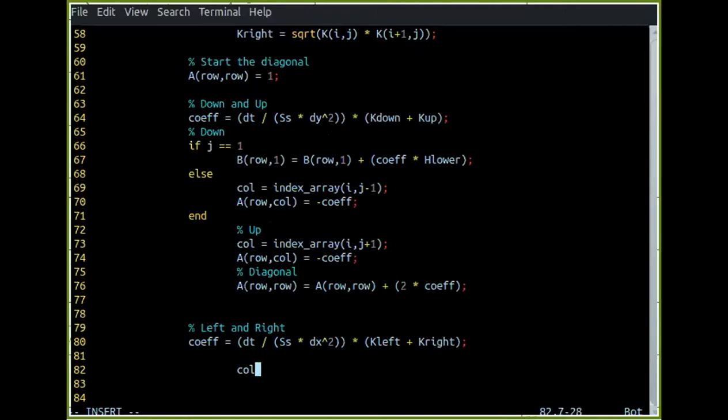Now we'd still need to find our column. Let's do this as down first. Okay, so in the downward direction or column, we're going to look in our index array. You're going to look for i minus 1, j. I'm sorry, I called this down. That's supposed to be left. That's real confusing. Sorry about that. Okay, so our column for left is i minus 1, j. So that's looking to the left. And then we'll want to put our coefficient into our row column. Same as before.